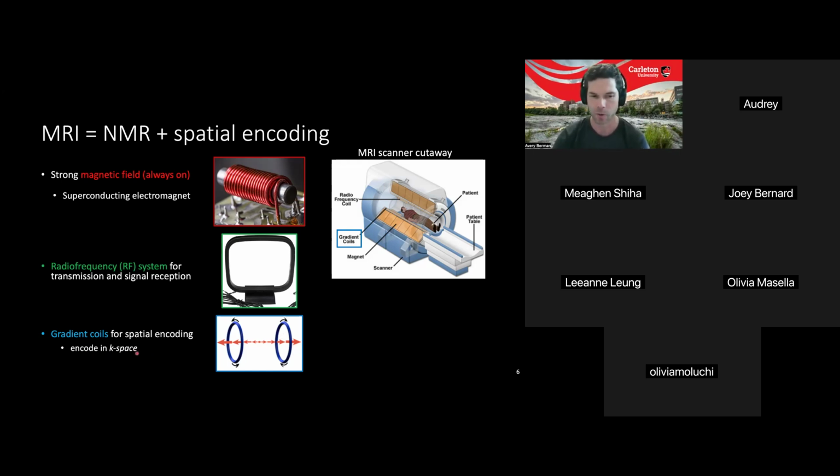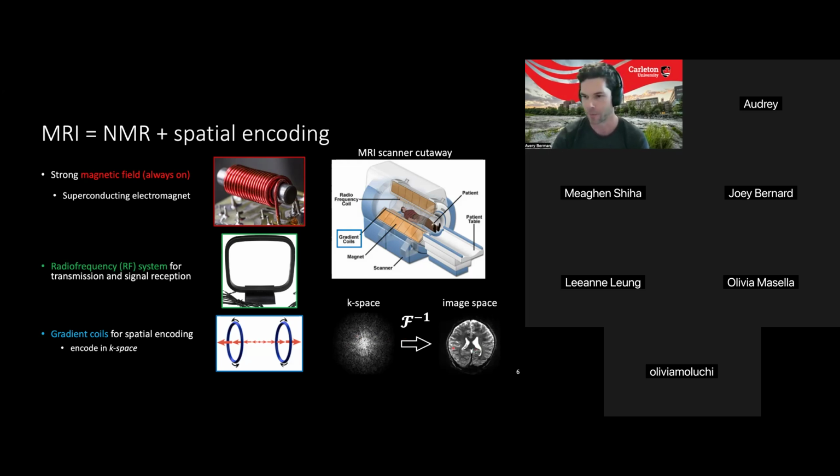We actually encode what's called K-space. This is the spatial frequency domain of our signal, which is really just the Fourier transform of our image. So this is what our image looks like when we get it off the scanner. This is the K-space representation, or the spatial frequency representation of our image. We then just apply an inverse Fourier transform, and we can recover an image, like here, in this case, the brain.